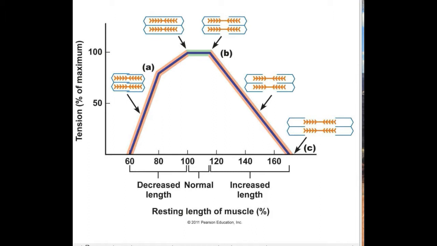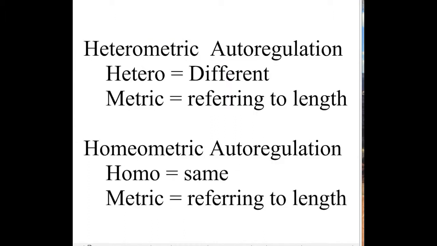It was obvious to Sarnoff that there were factors of an external nature that changed the force of contraction, so he coined the term homeometric autoregulation, indicating that this response was independent of resting muscle length. To keep things standardized, he used the term heterometric autoregulation for the Frank-Starling phenomenon.